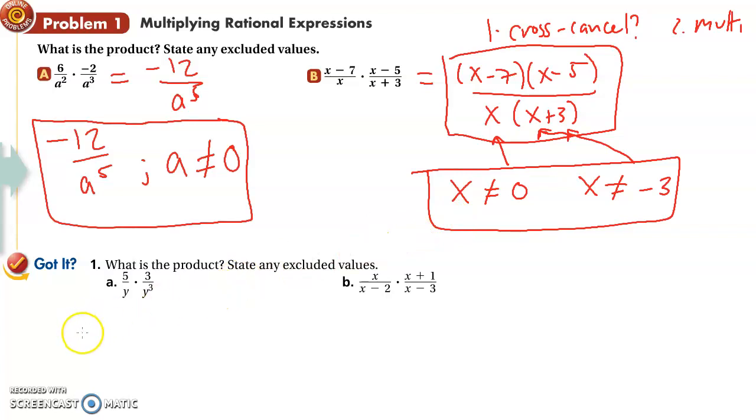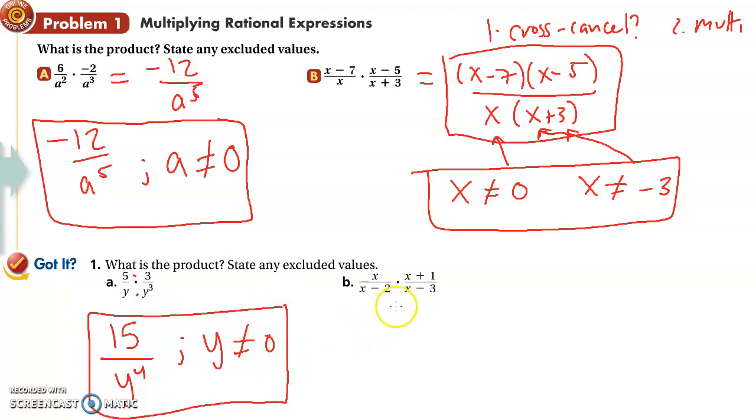All right, so let's go ahead and look at got it question number 1. Can anything cross cancel? 5 and y cubed? Nope. 3 and y? Nope. So we're just going to multiply across the top. 5 times 3 is 15. And y times y to the 3rd is y to the 4th. You just add the exponents. And that would be our answer. And y is not allowed to equal 0.